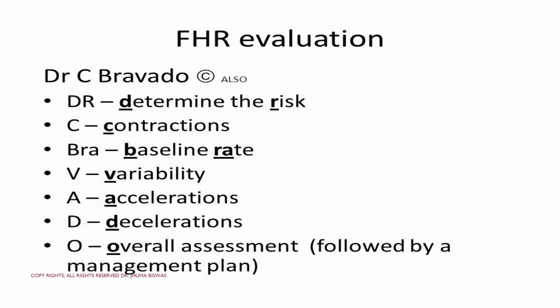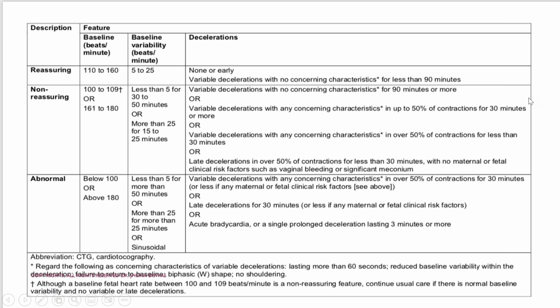So I again repeat, when we see the fetal heart rate on the CTG, if anyone asks you to classify the CTG, always you have to follow DR C BRAVADO. So first you have to identify the risk over there, then the contractions in 10 minutes, then baseline rate, then variability, then acceleration, then deceleration, and then overall assessment, followed by your plan of management. So this is the WHO classification we are following nowadays.